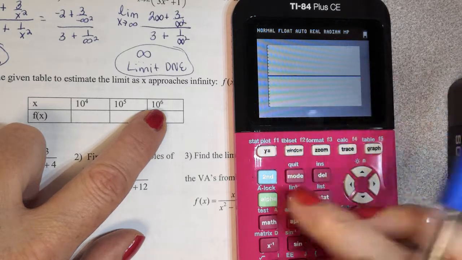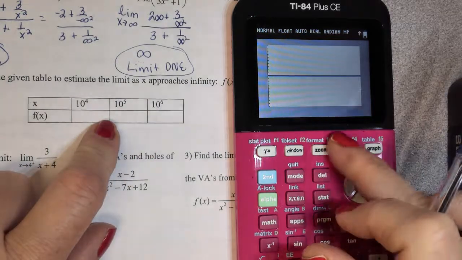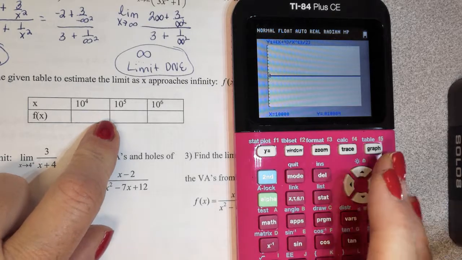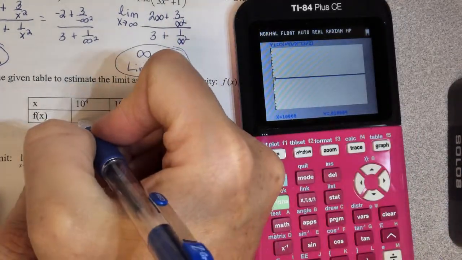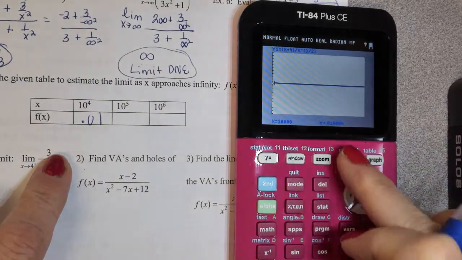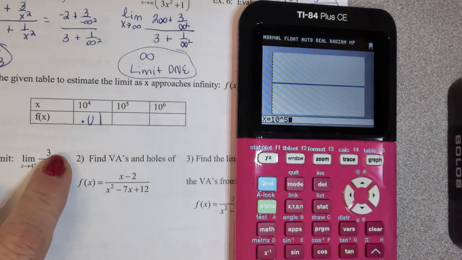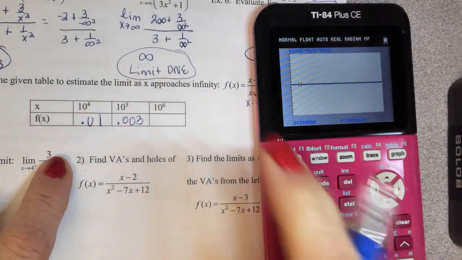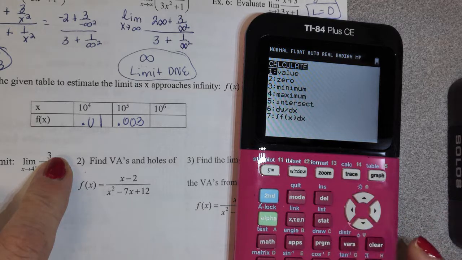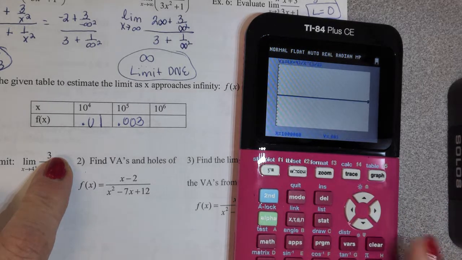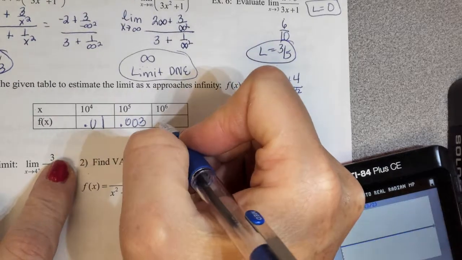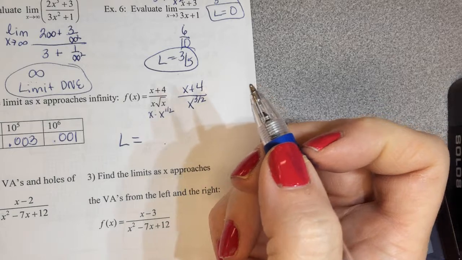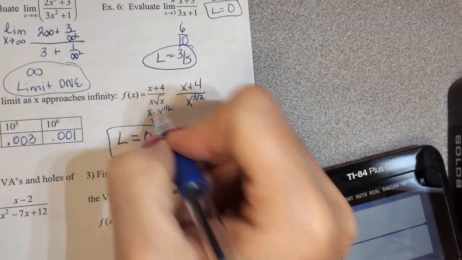I can pretty much see what it is, but just to complete the chart, second trace, calculate a value. When x is 10 to the fourth, I get 0.01. When I check 10 to the fifth, I get 0.003. When I check 10 to the sixth, I get 0.001. So what do you think this limit must be then? 0. The limit is 0.